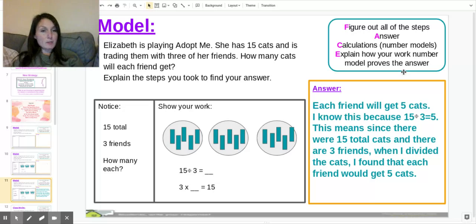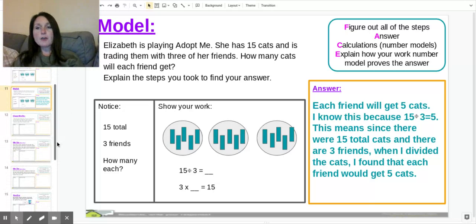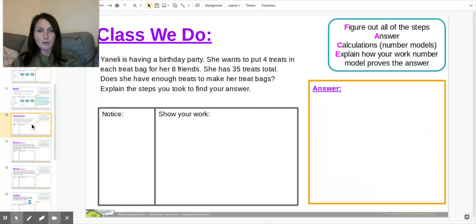Now I need to explain how this works. Well, I said this means, that's a good sentence starter. This means since there were 15 total cats and there are 3 friends, when I divided the cats, I found that each friend would get 5 cats. Okay, so you're just kind of explaining in words how this picture made sense to you. So now you're going to get to do that here.